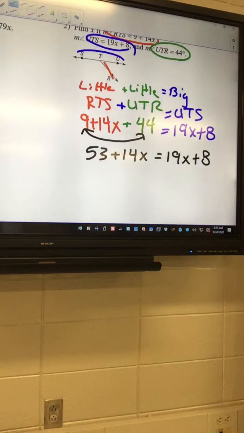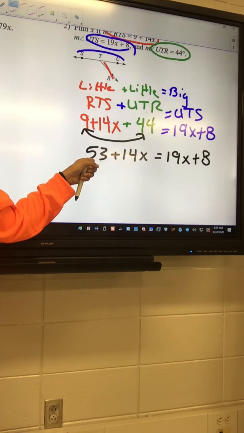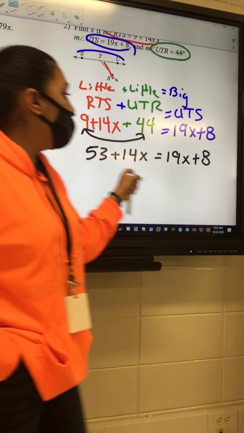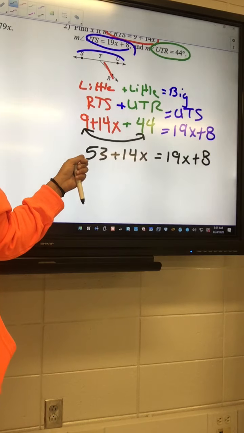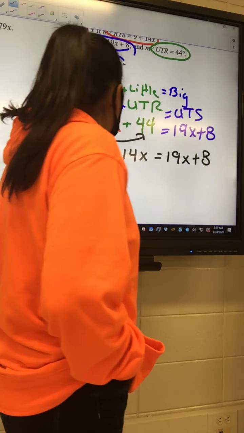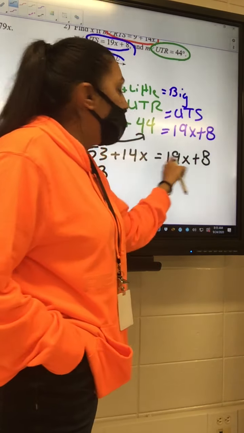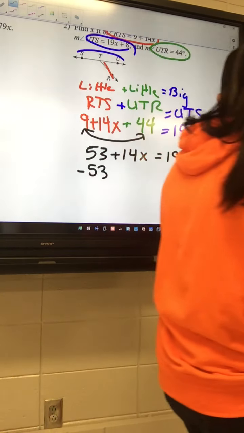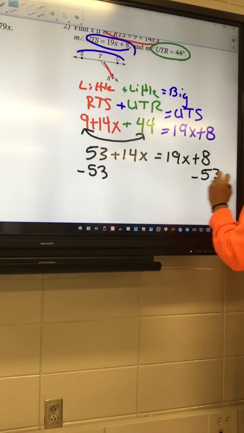Okay, and this is where I kind of go a little bit slower than some of you guys. So, we learned last week that letters go where? On the left. Letters go on the left, okay, and numbers go on the right. So, does this have a letter, 53? No. So where does it go? The right. That means we need to move it over. So how do I move a plus 53? Minus 53. And which one of these numbers do I need to put it under over here? 8. Under the 8 because it's got no letter. So minus 53.